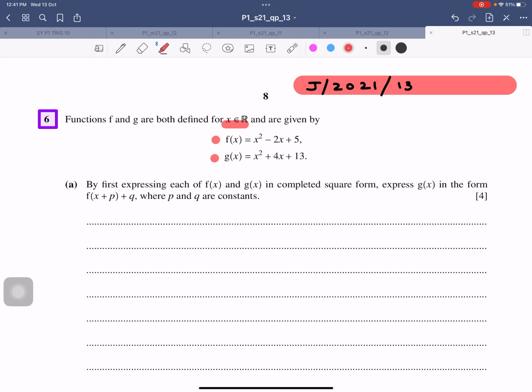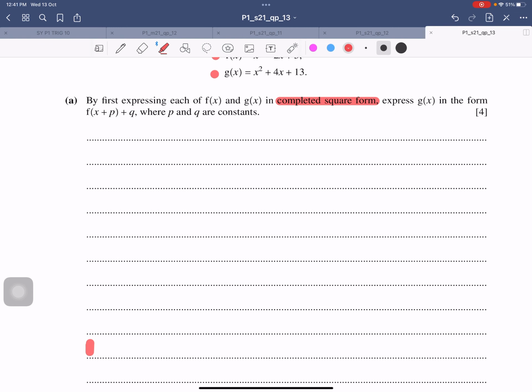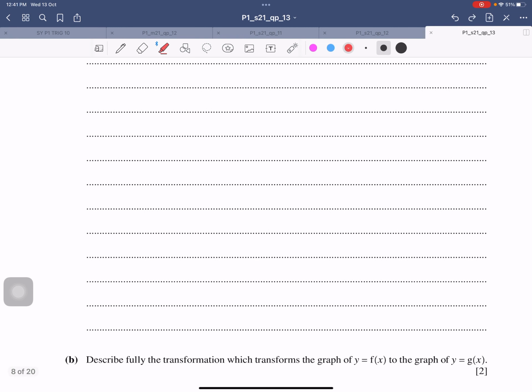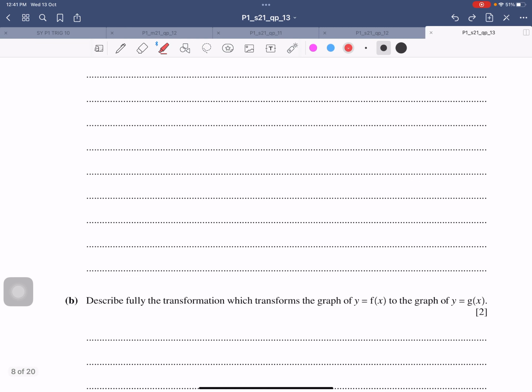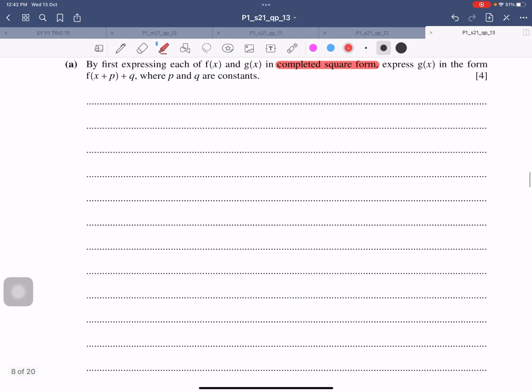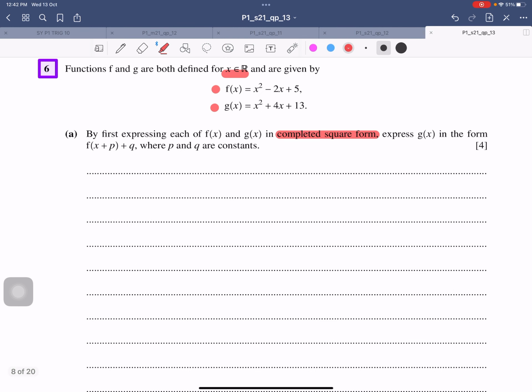By first expressing each of f(x) and g(x) in completed square form, express g(x) in this form where p and q are constants. Second part. Now it says, describe fully the transformation which transforms the graph of f(x) onto the graph of g(x). So basically, it's a question about completing the square, and related to that is the transformation of graphs.